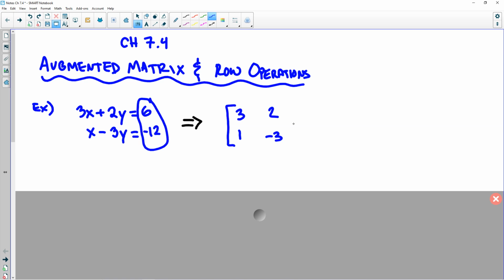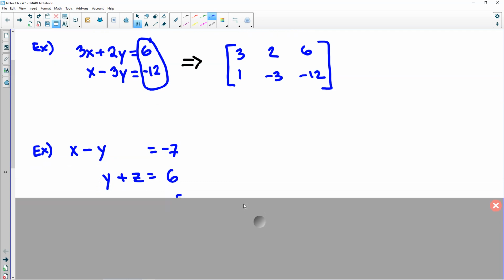So you would add another column, or you would augment another column of 6, which belongs with equation 1, and -12, which belongs with equation 2. And this is your augmented matrix. All right, so that's how you do an augmented matrix.